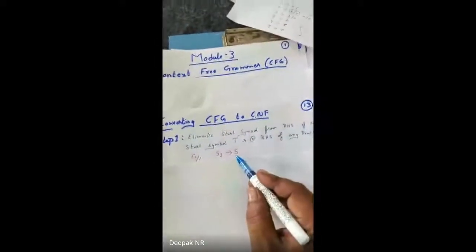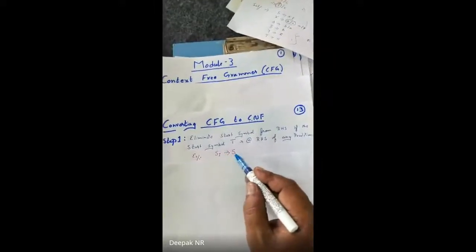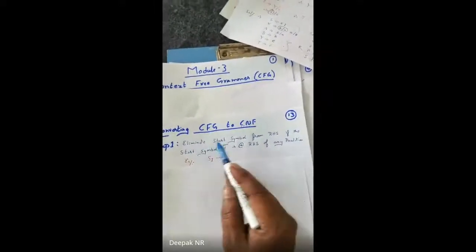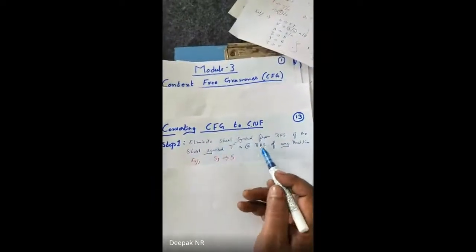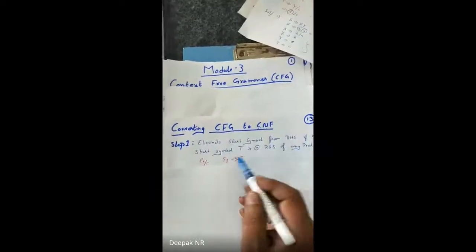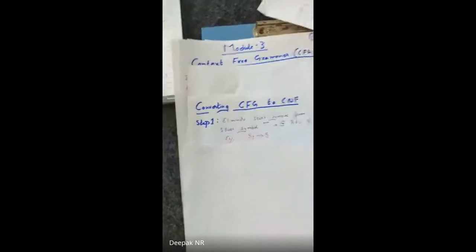First and foremost, always remember S will be the starting state. If that's so, replace it as S1 tends to S. I'm writing here, eliminating the start symbol from RHS if the start symbol is at the RHS of any production. So I'll be rewriting as S1 tends to S. Clear? That's my first step.